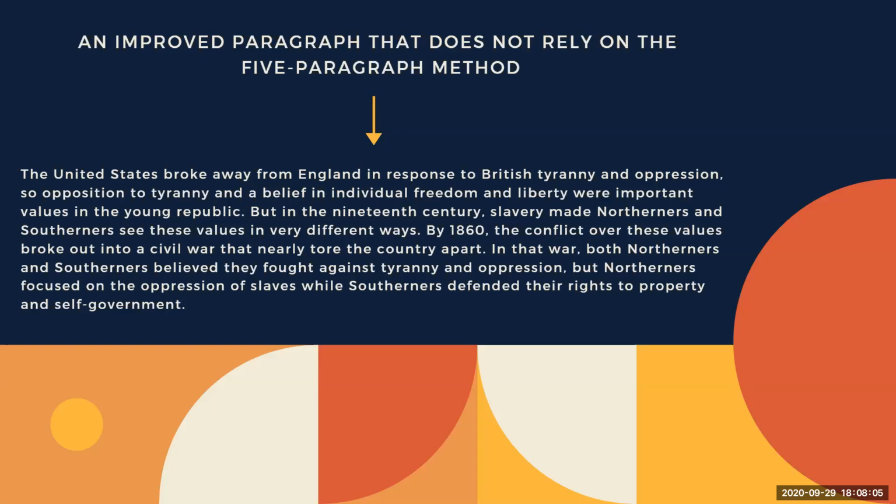So this paragraph is much more specific. This writer outlines the reasons as to why the Civil War broke out. It gives a little bit of background that the reader needs to know in order to understand their argument. And their argument is that both of these groups, the Northerners and the Southerners, believe they fought against tyranny and oppression, but each group focused on a different reason why.